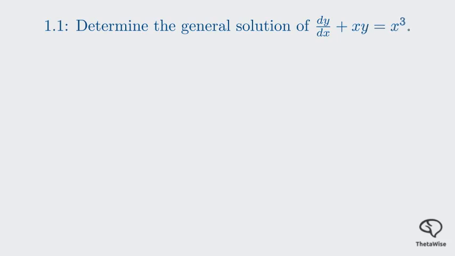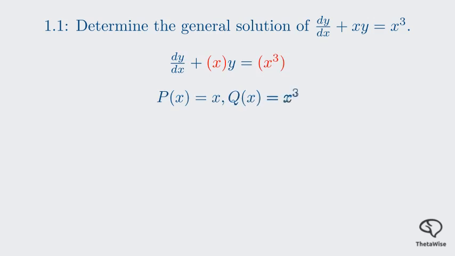The problem is, determine the general solution for dy/dx plus x y equals x cubed. Let's follow our method. Step 1, identify p of x and q of x. The equation is already in the standard form, dy/dx plus p(x)y equals q(x). So p of x is x, the coefficient of y, and q of x is x cubed, the term on the right side.